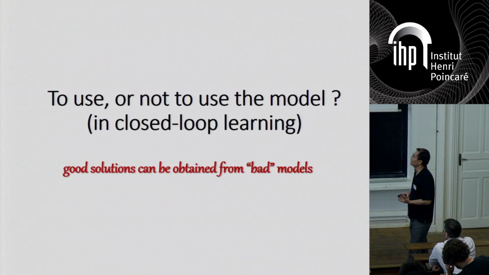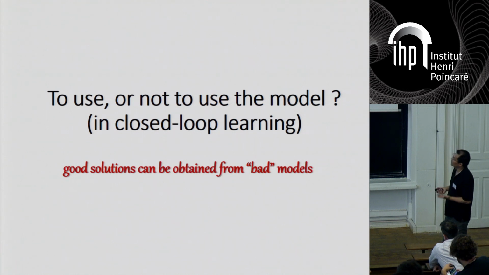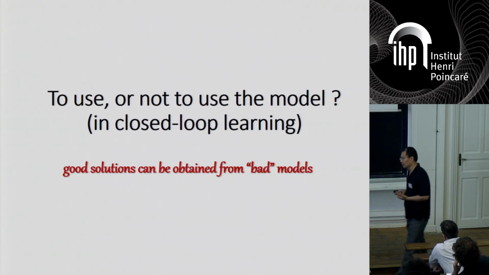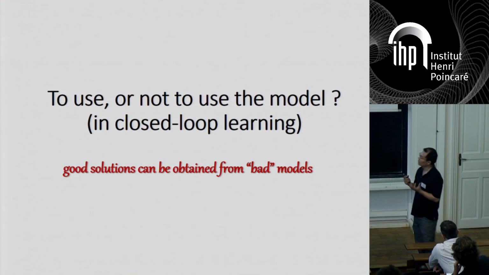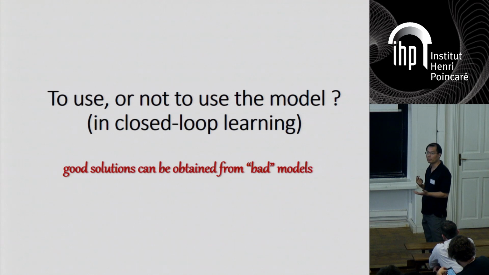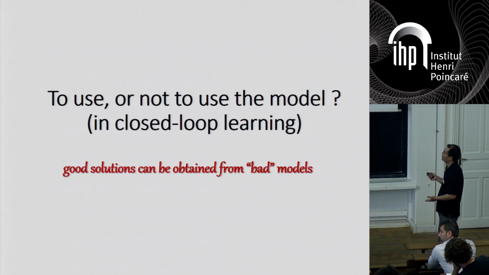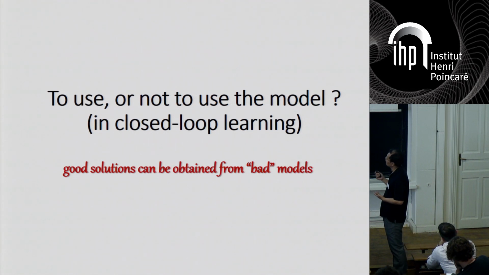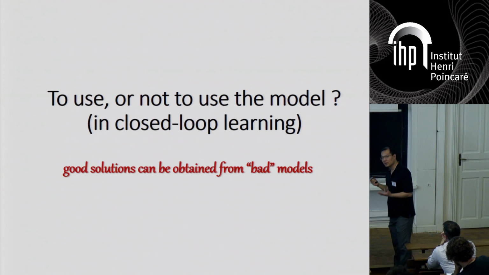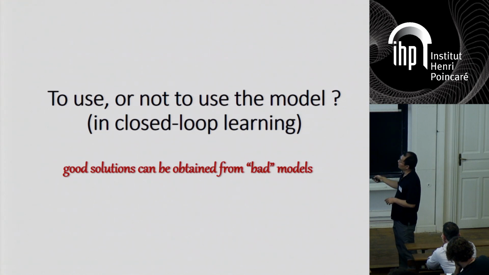Okay. So this is my question. In this closed loop learning, whether to use or not to use the model? This question has haunted me for a long while, because we do have a model, and the model is often very good. But why don't we use the model in the iterative learning? There is a lot of information, a lot of knowledge in the model. So this is the idea of our recent research. Our conclusion is that even if the model is not good enough, you can still actively use the model in the closed loop learning to get a good solution.